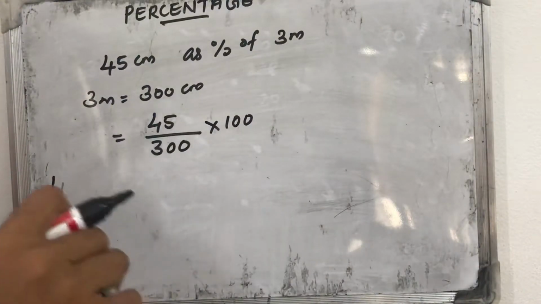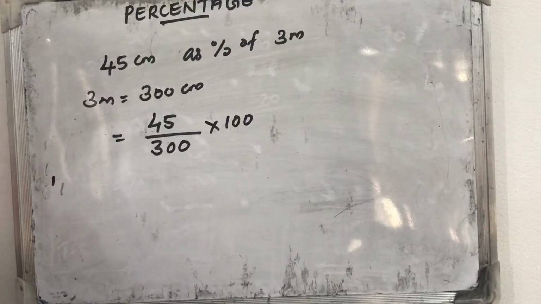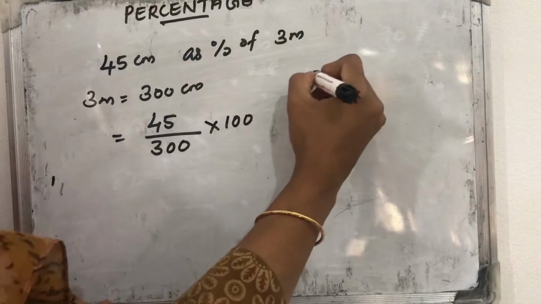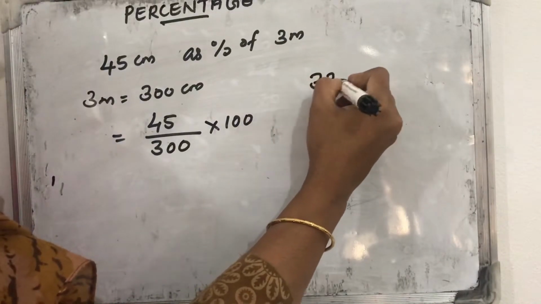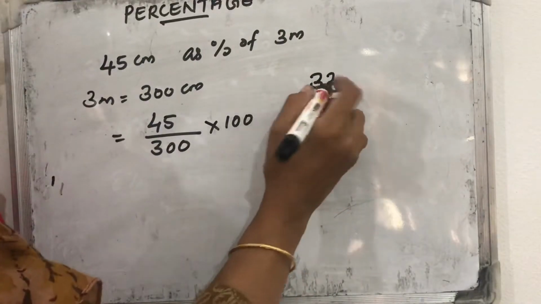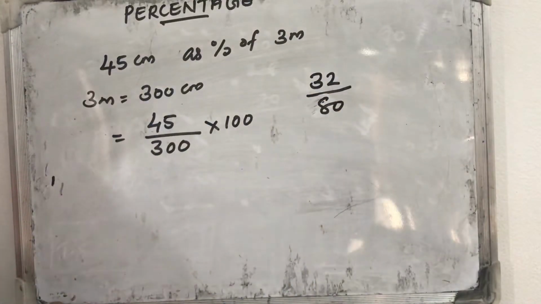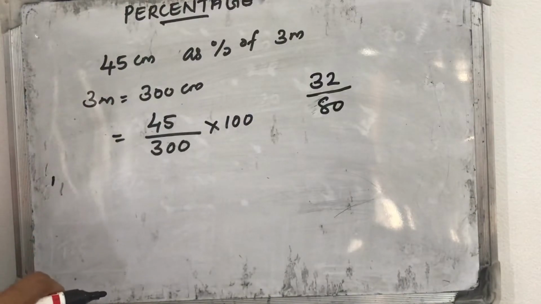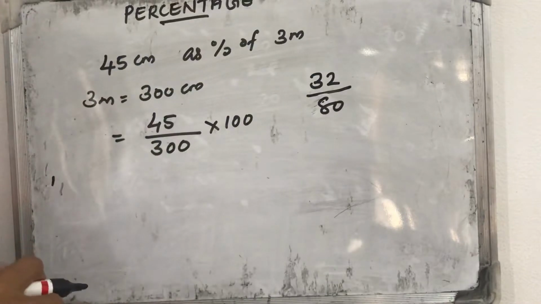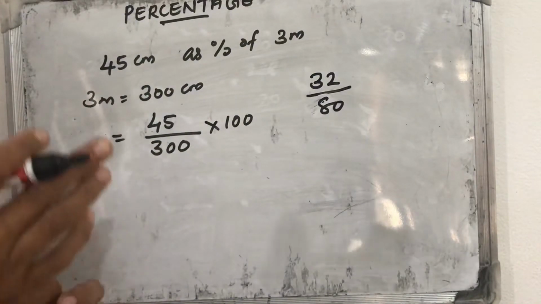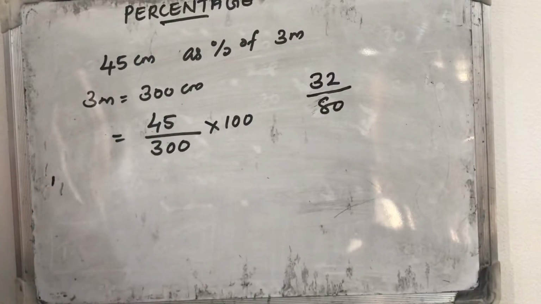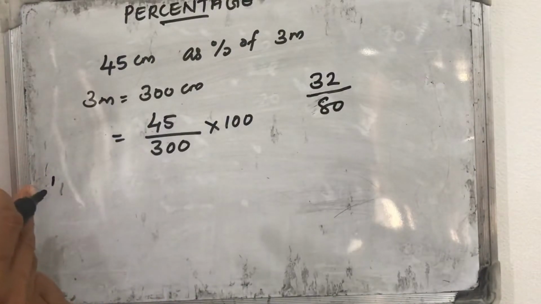Suppose you got 32 marks out of 80. How can we express how much percentage your mark is? How can we calculate that? This usually comes up always in our daily life. You got A plus or A or B, like that. We want to calculate it.